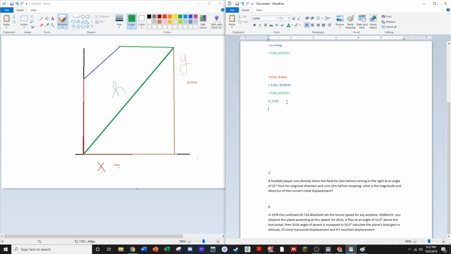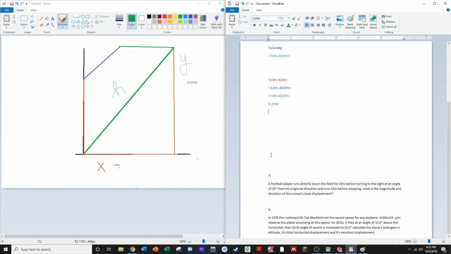Okay, so what we're going to do now is we're done with these trig identities, and we're going to use another formula to find d total. This is h equals the square root of x squared plus y squared. There we go. Awesome.